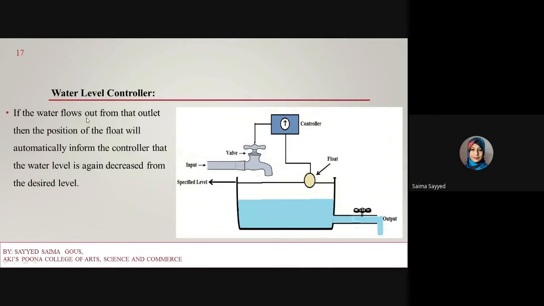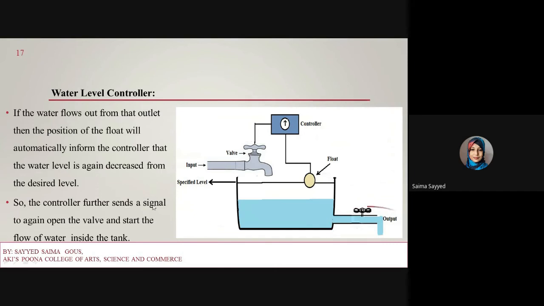Okay, if the water flows out from the outlet, this particular valve is open, and water flows out. Then the position of the float will automatically inform the controller that the water level is decreasing from the desired level. So the controller sends the signal to again open this valve, and the valve opens and starts the flow of water inside the tank.